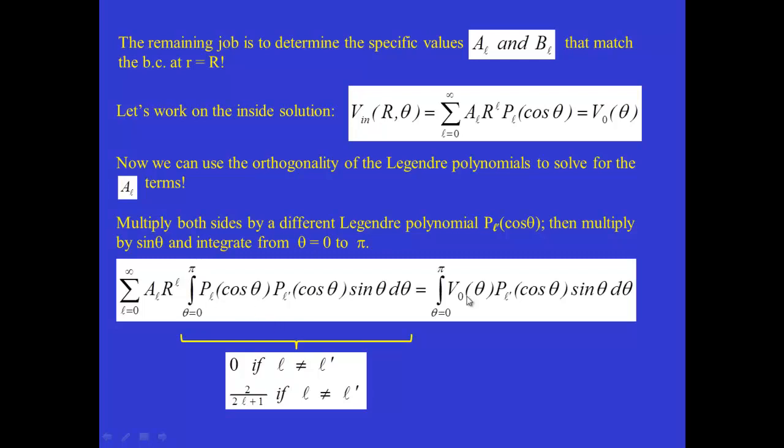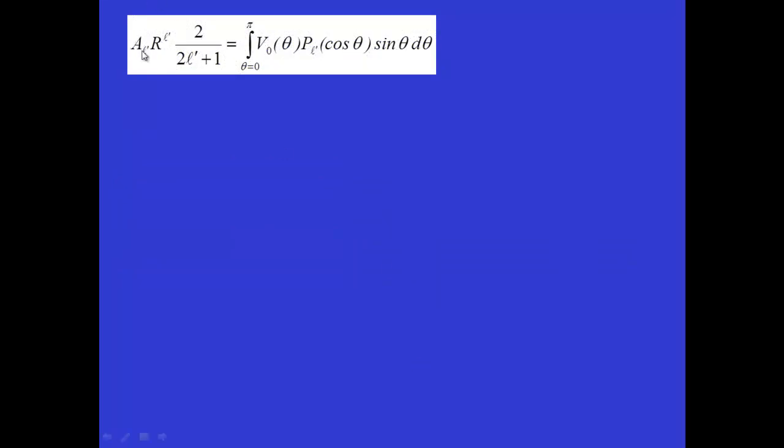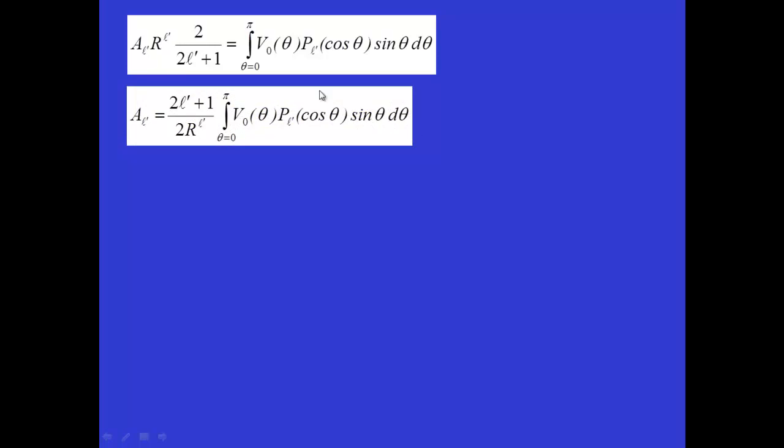So all I have to do with this equation, and I'll do it at the top of the next slide, is replace the integral with 2 over 2L plus 1, and then get rid of the summation, because only one of those terms survives. So here's what we get. A sub L, R to the L, over 2 times 2 over 2L plus 1 equals the integral that's on the right-hand side.